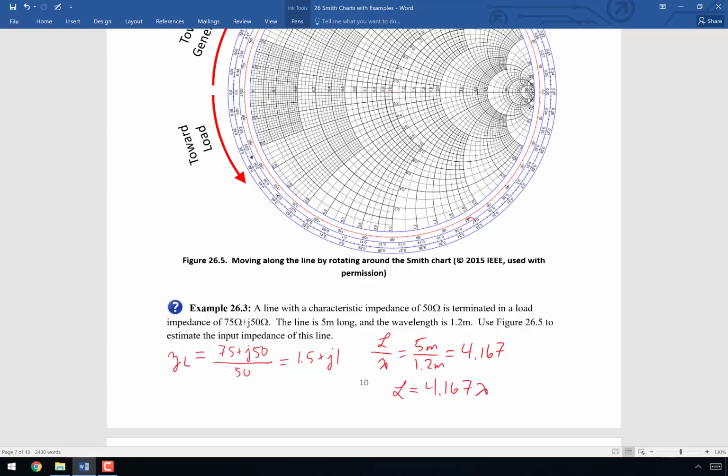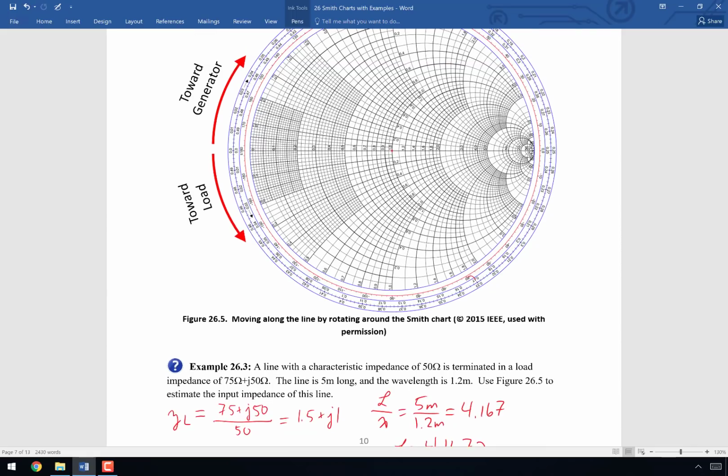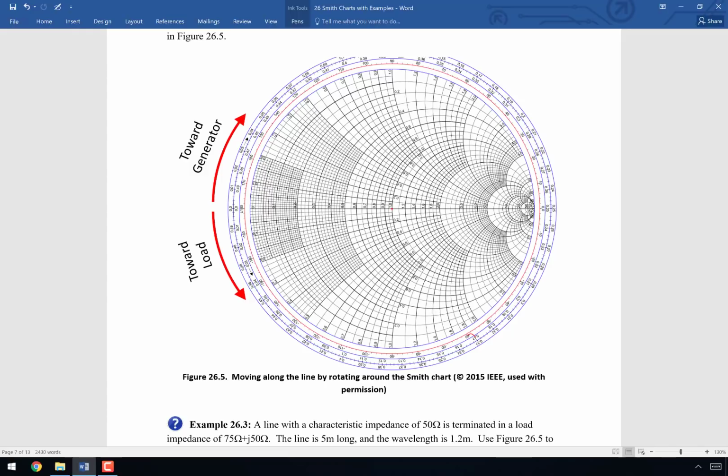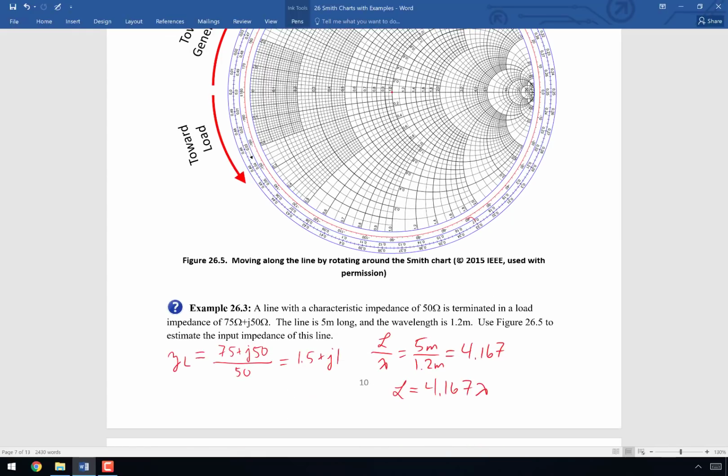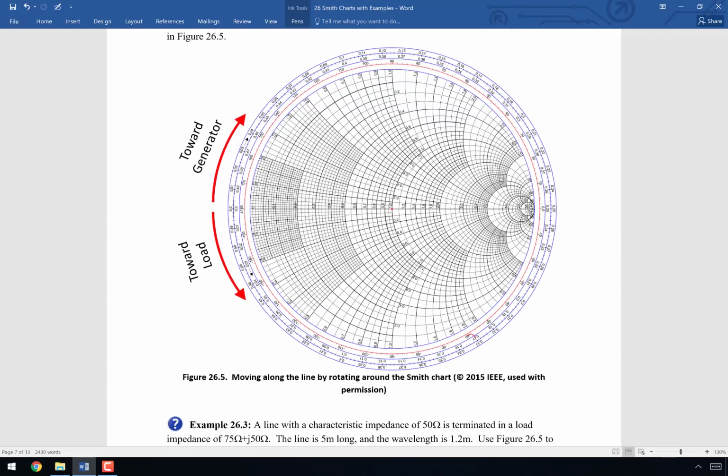Now, I thought it repeated every half wavelength, and yes, it does. If we want to move 4.167 lambda, where are we going to start? We're going to start at 1.5 plus j1. So let's come back up here. I'm going to find the r 1.5 circle. So here's r 1.5 plus j1, this one right here. We're going to start right there.